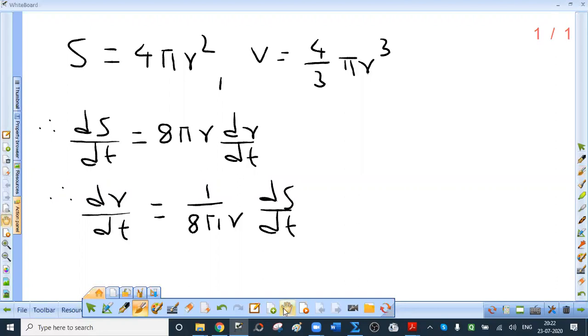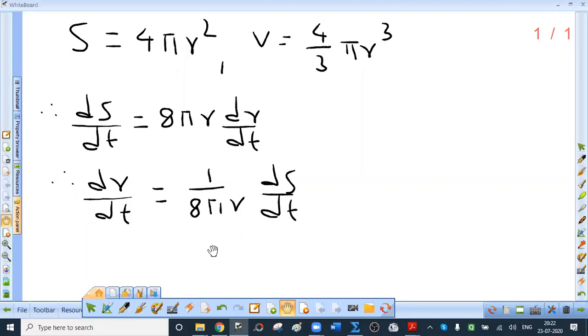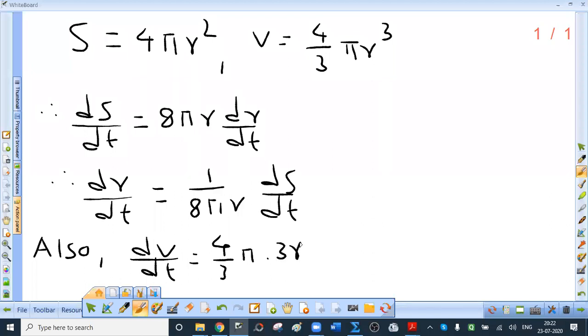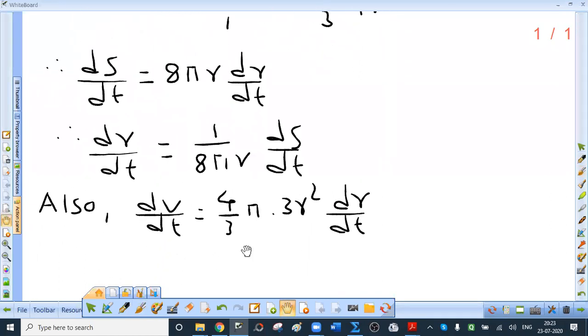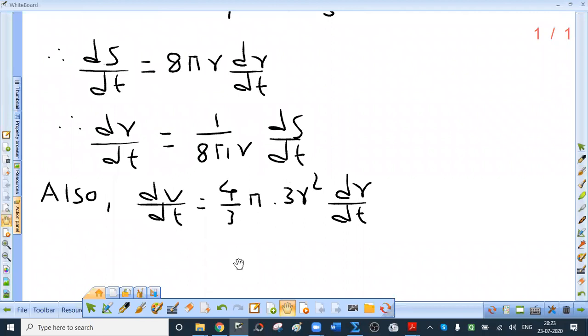Now, I differentiate the volume function. Tell me what is dv dt? 4/3 pi is constant. What is derivative of r cube? 3r square dr dt. Now substitute the value of dr dt. So you get relation between whom? dv dt and ds dt.